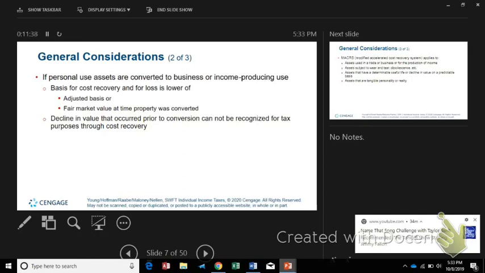All right. And that's what happens if personal use assets are converted to business or income producing use: the basis for cost recovery and for loss is going to be the adjusted basis or the fair market value at the time it's converted. All right. So it's going to be the lower of the adjusted basis or the fair market value of that asset. A decline in value before conversion cannot be recognized for tax purposes. So just because whatever you're converting is lower than what you spent for it at the beginning, you don't get to recognize a loss. That's just a bummer.